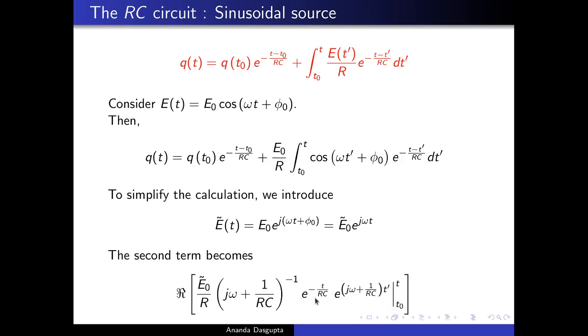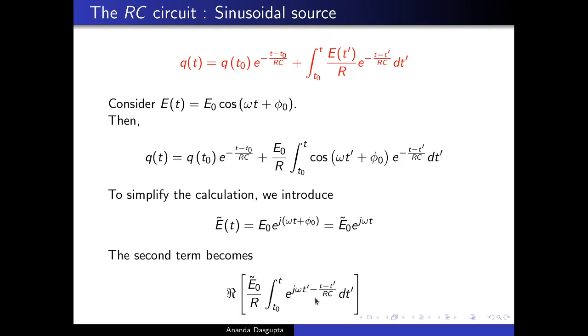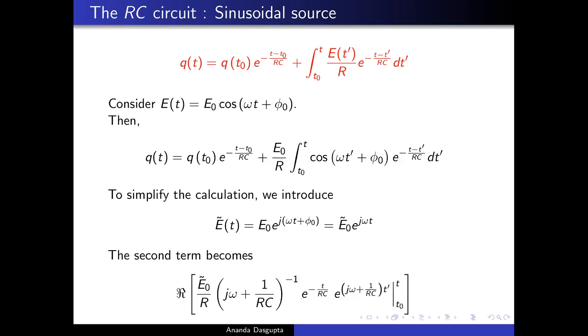And this calculation is nearly trivial, so I don't really need to explain this to you. Just to point out that the coefficient of t prime in the exponent, which is the one thing being integrated over, is j omega plus 1 by RC. So you simply have j omega plus 1 by RC to the power minus 1 times the rest of the integral to be done. E to the minus t by RC is just a constant, and this is the integral that you have, and you put in the limits, upper limit t and lower limit t0.